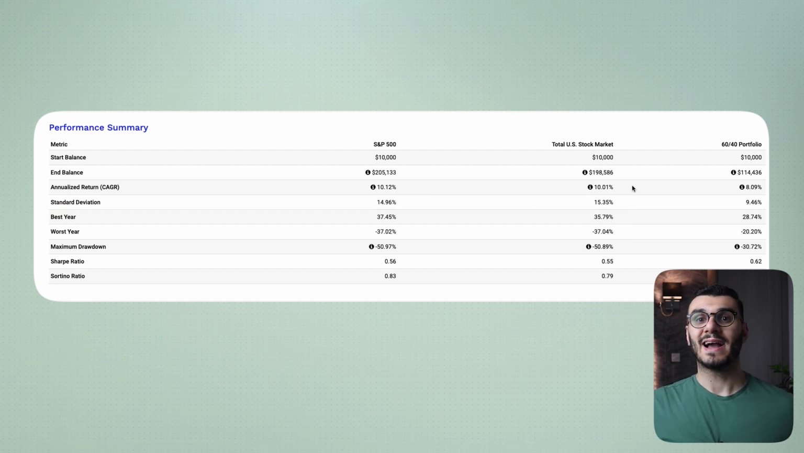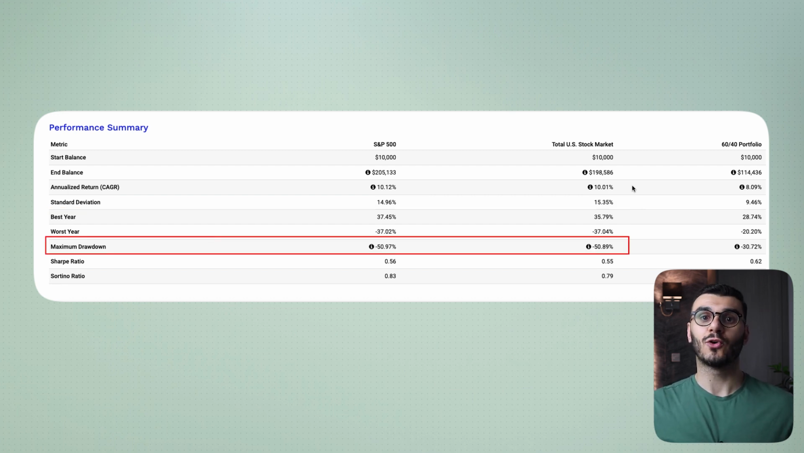But take a look at this max drawdown, which shows the worst falling value of these portfolios over this 30-year time frame. This kind of data really puts things into perspective and makes you ask the tough question. Could you handle a 50% drop in your portfolio and still keep investing? I think many of us would find that very challenging, depending on where we are on our investment journey.